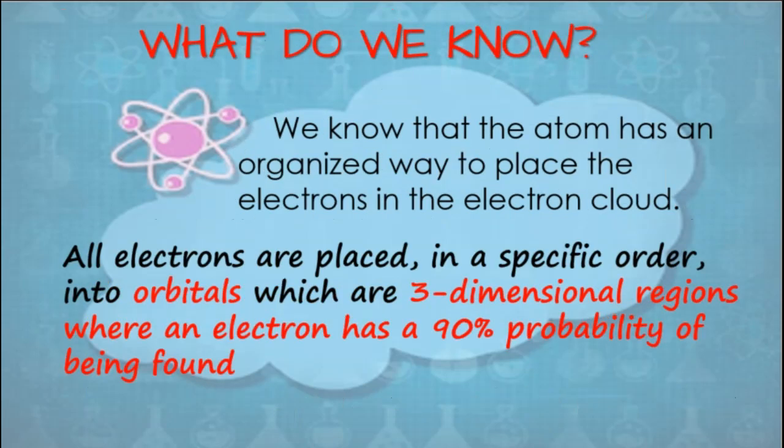Okay, so what do we know about where electrons are? We know that the atom is very organized. And this thing called an electron cloud, even though it's a cloud and we can't know specifically, we do know that all electrons are placed in orbitals. And orbitals by definition are three-dimensional regions where an electron has a 90% probability. That means there's a 10% probability that it's not there. But you and I have to figure out what these orbitals are, how many there are, how many electrons can go in each one. But right this very second, we're just really interested in figuring out what orbitals are.